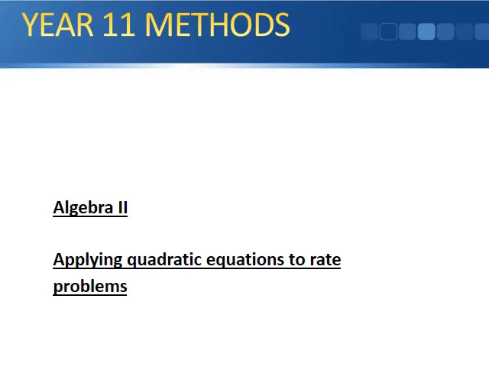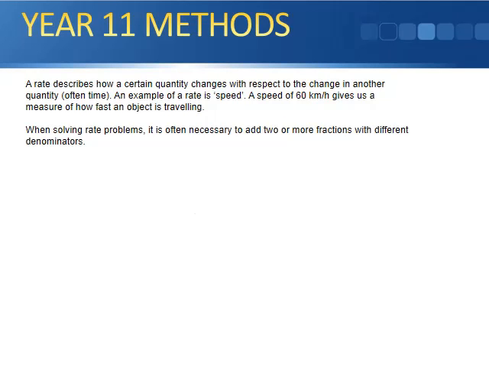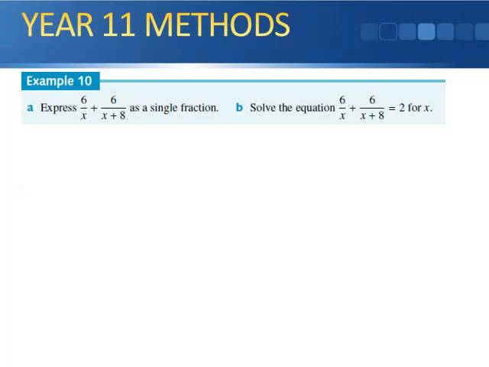Applying quadratic equations to rate problems. A rate describes how a certain quantity changes with respect to the change in another quantity, often time. An example of rate is speed, because speed is measured in kilometers per hour. It gives us a measure of how fast an object is travelling.